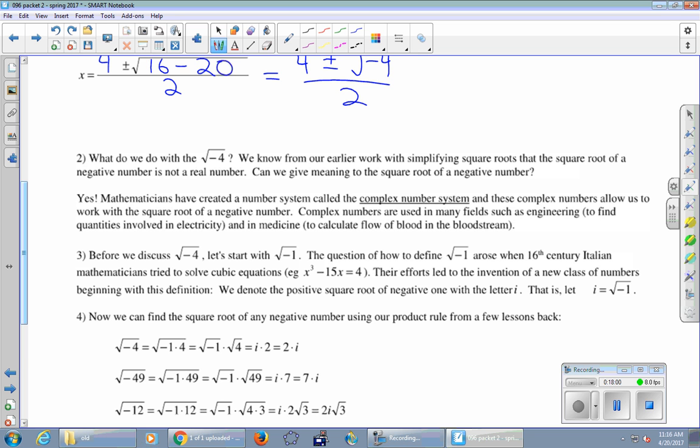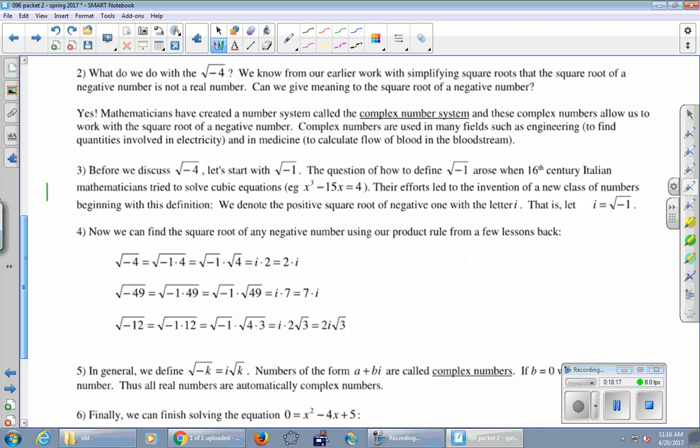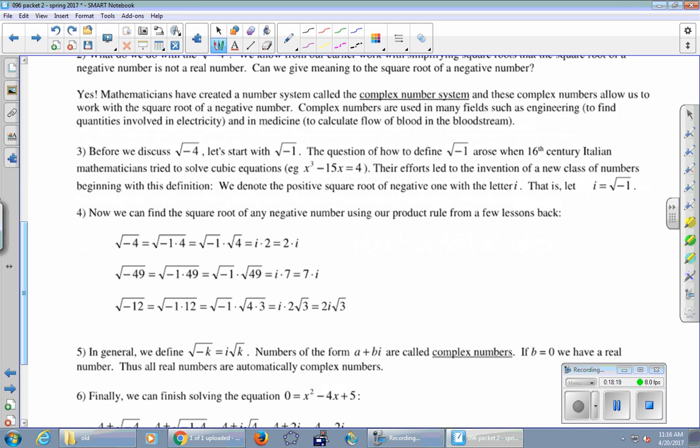Turns out complex numbers, these new ones we're about to play with, are used in many fields such as engineering to find quantities involved in electricity and in medicine to calculate flow of blood in the bloodstream. So even though they are called imaginary, doesn't mean they have no actual applications to real life. They have plenty. Okay, so before we get to the square root of negative 4, which is the one we're stuck on, let's think about the square root of negative 1. Turns out that the question of how to define that square root of negative 1 arose back in the 16th century when some Italian mathematicians were trying to solve cubic equations.